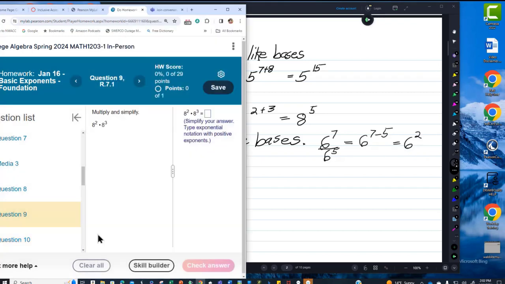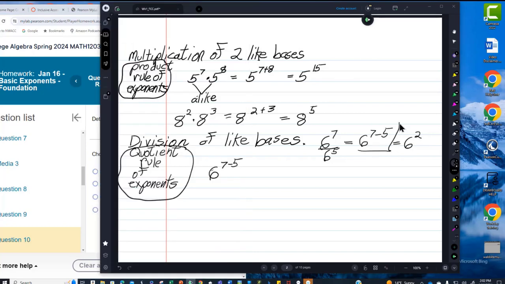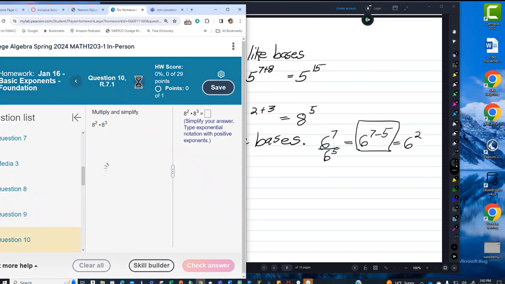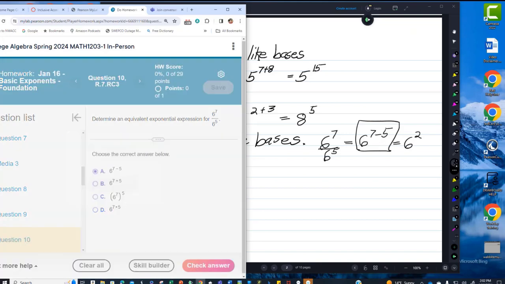And let's see, yeah, no, they're not asking you to write this though. So what they're asking you for is this. There, right there, 5 to the 7 minus 8. I just clicked on it so it changed numbers. But here's 6 to the 7 minus 5, which is good. I'm back to where I started. However, I got in the wrong place. There you go, fantastic.